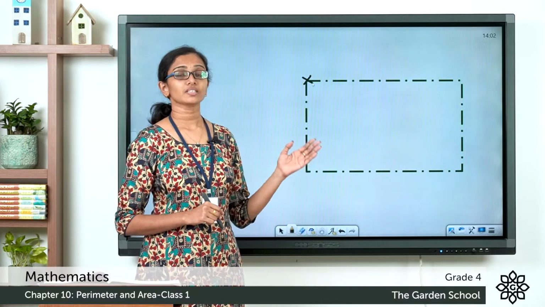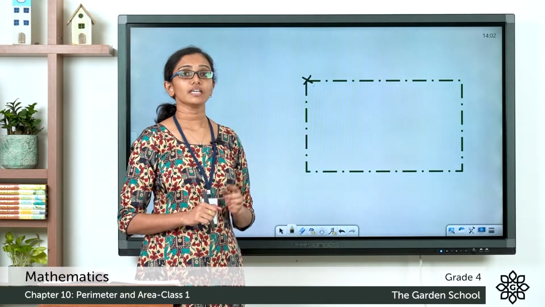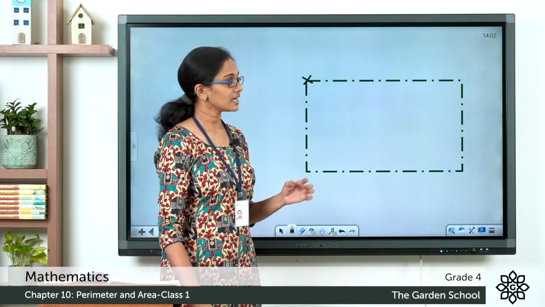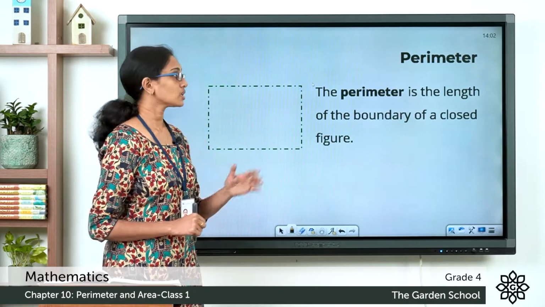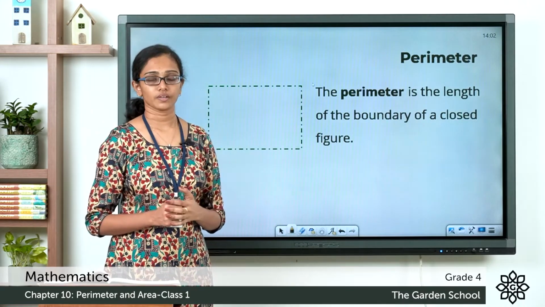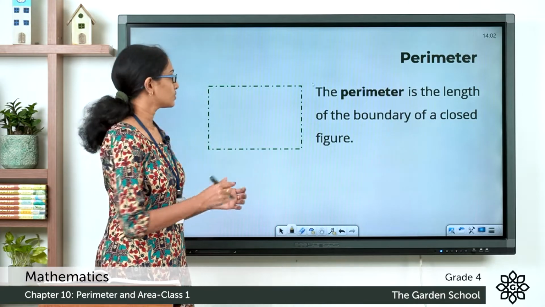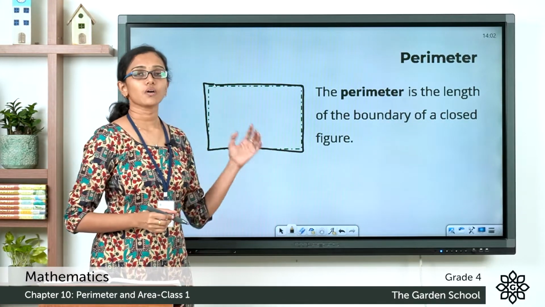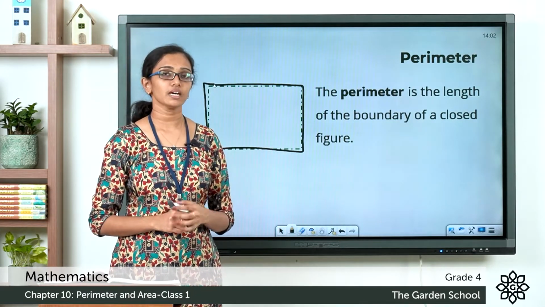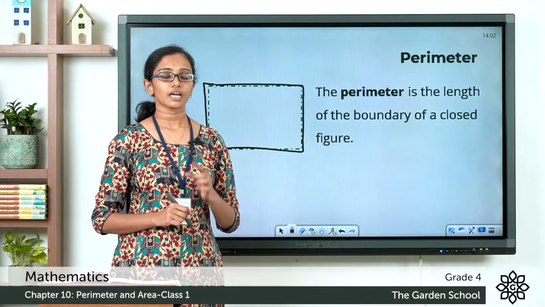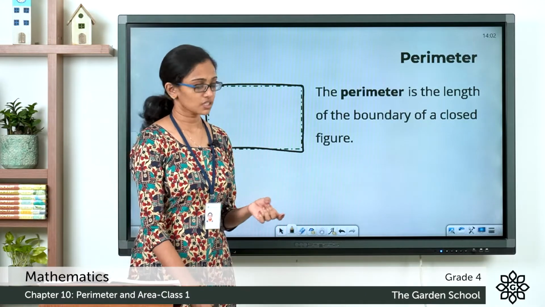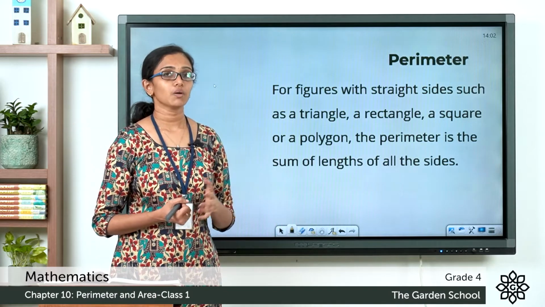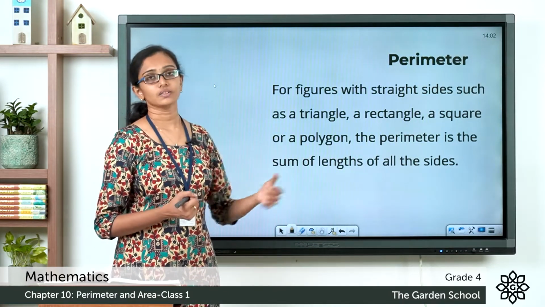That distance, or the length of the boundary, is called the perimeter of this ground. So how can we define perimeter? Perimeter is the length of the boundary of a closed figure. So the length along the edges of a closed figure is called its perimeter. In the case of closed figures such as rectangles, squares or even polygons, the perimeter would be the sum of the lengths of all the sides.